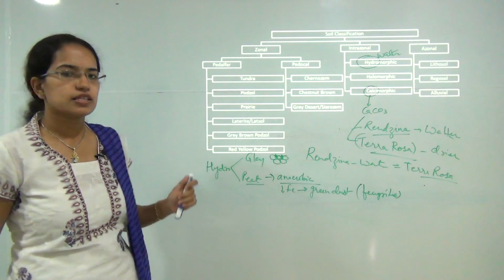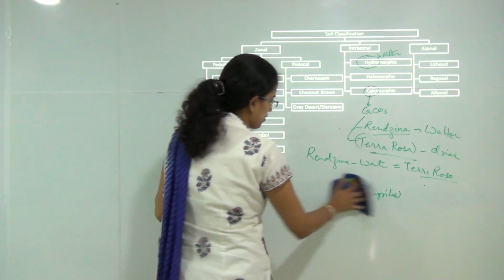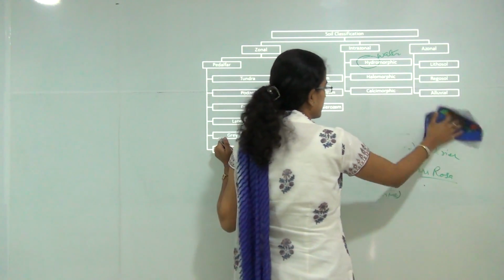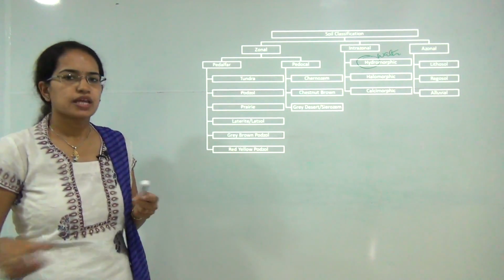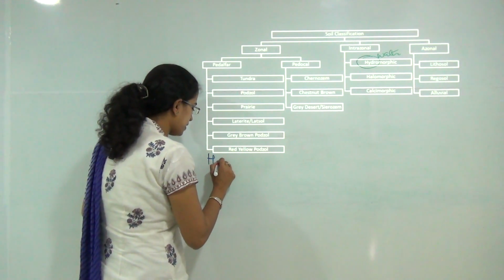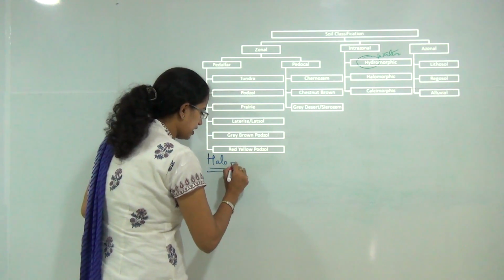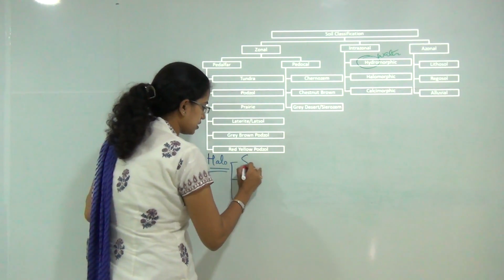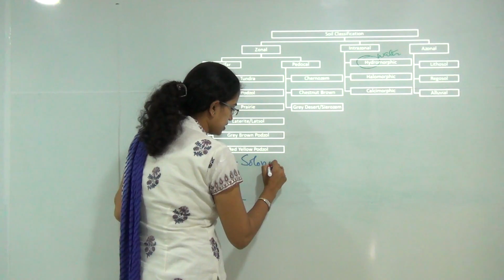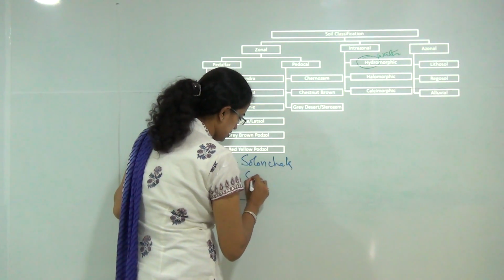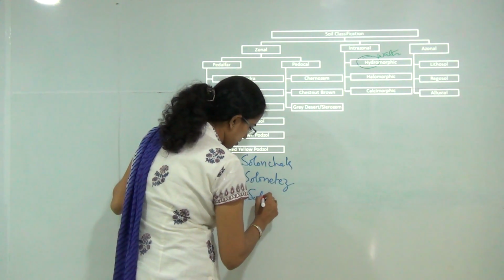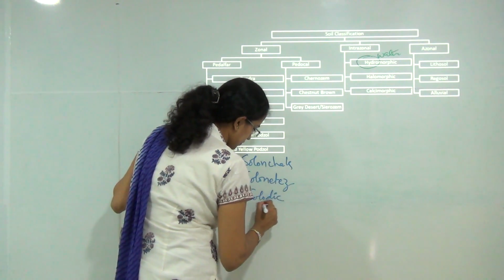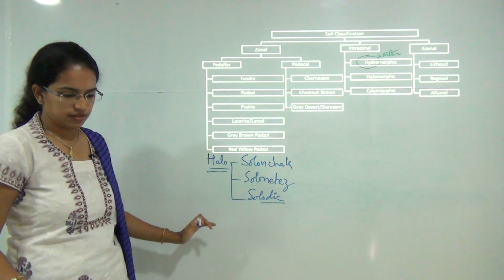Finally, you have the halomorphic. Halomorphic, as the name suggests, again, halo means salt. So you have high accumulation of salt in the halomorphic soil, and this halomorphic soil is again classified into three, Solonchak, Solonetz and Solodic. Now what's the difference between the three?